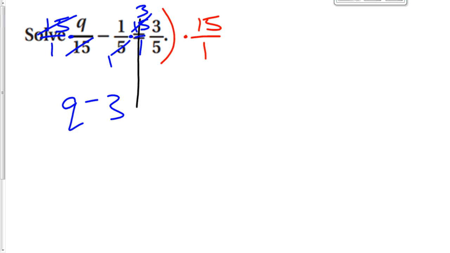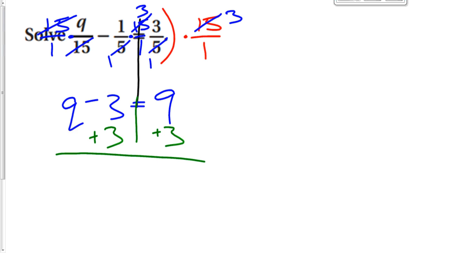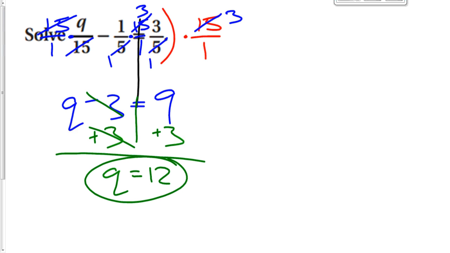And on the right side then, again, I can divide both of these by 5. 3 times 3 is 9 over 1. 9 over 1 is just 9. And then we have a nice one-step equation to solve, where I look at my variable, we're subtracting 3. So I add 3 to both sides, and we still get q equals 12. I like multiplying through by the least common multiple because it gets rid of your fractions. And we'll work with that tomorrow as well.